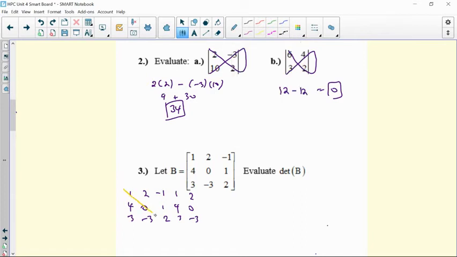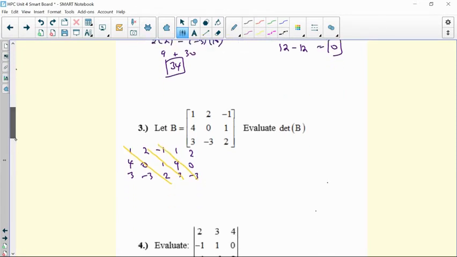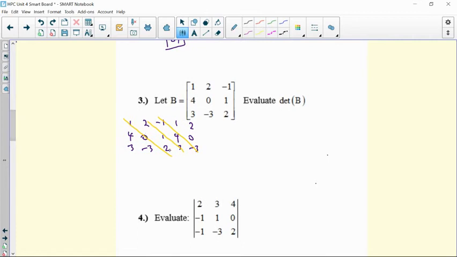So 1 times 0 times 2. And then I want to go down this diagonal, 2 times 1 times 3. And then I want to go down this diagonal, negative 1 times 4 times negative 3. So I want to go through all of those. So 1 times 0 times 2, plus 2 times 1 times 3. And obviously you could do a lot of this in your head, but I'm just writing these down so you can see it, plus negative 1 times 4 times negative 3. So I'm going to add all of those up.